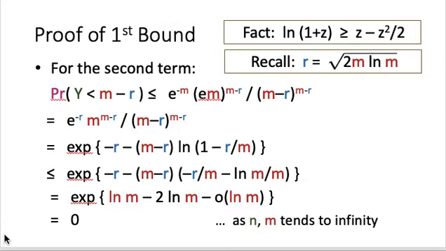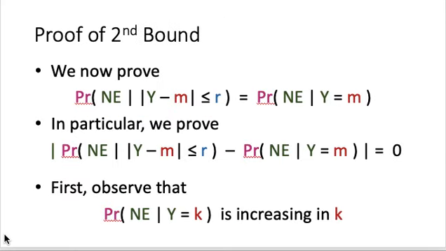So now we have proven the first term and the second term are both going to be equal to 0 as n tends to infinity. So we have proven our first bound. Okay, now let us move on to the second bound.